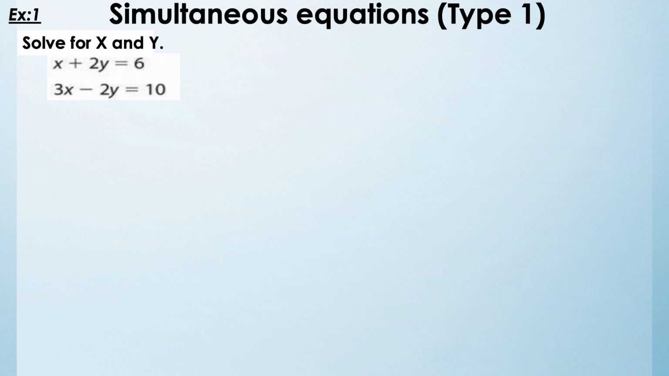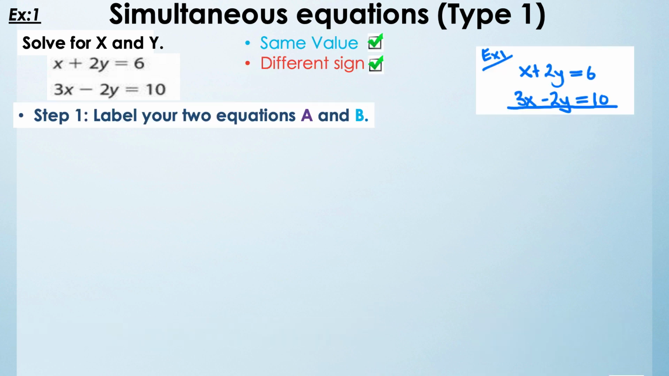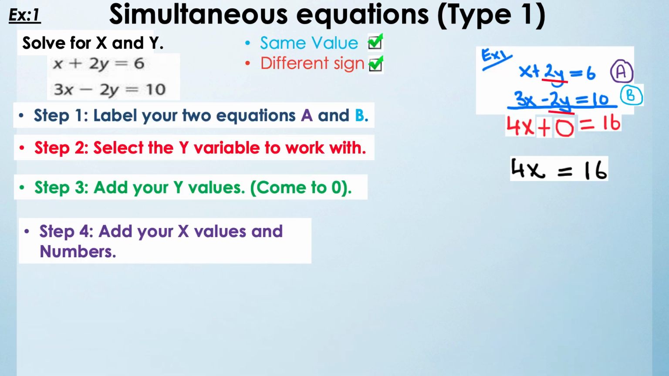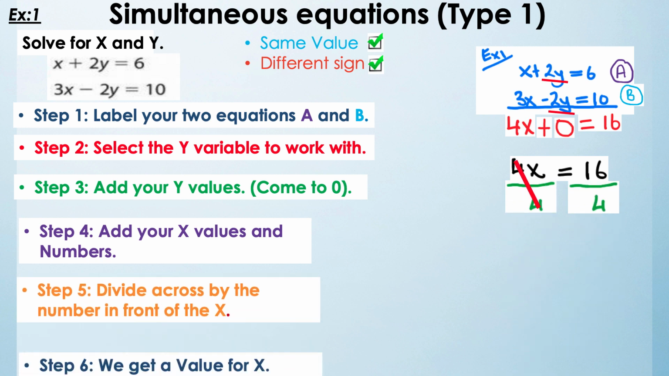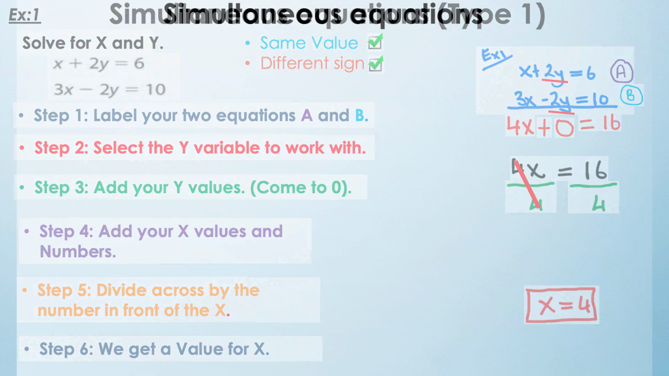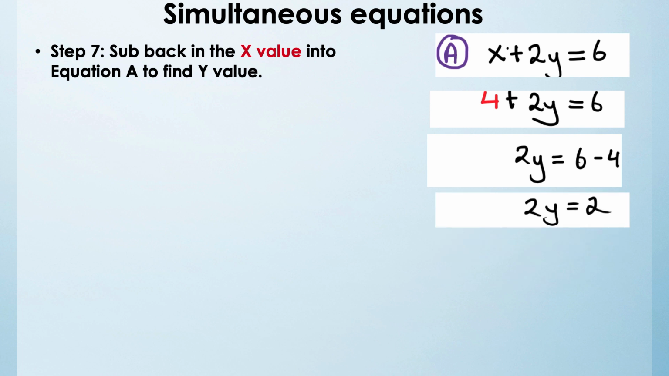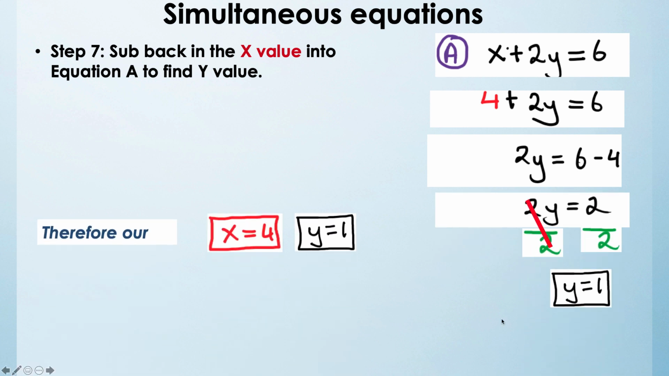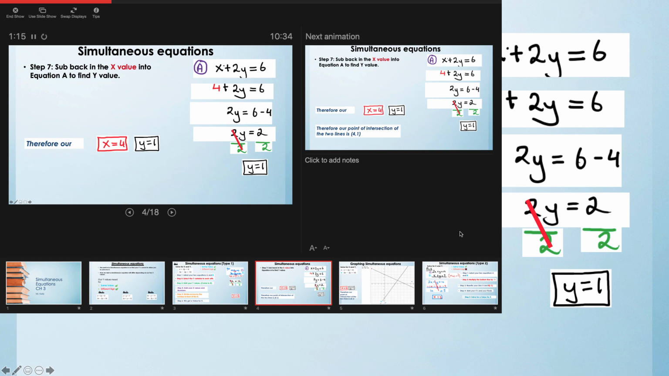What do we get? 4 minus 1, exactly. Cancel your x's, cancel your y's even. 4x equals 16, divide across by 4, x equals 4. Sub it back into your top line, 2y equals 2, divide across by 2, y equals 1. Right. Have a go at this one. So that's the basic simultaneous equation, the first one you're going to come across.